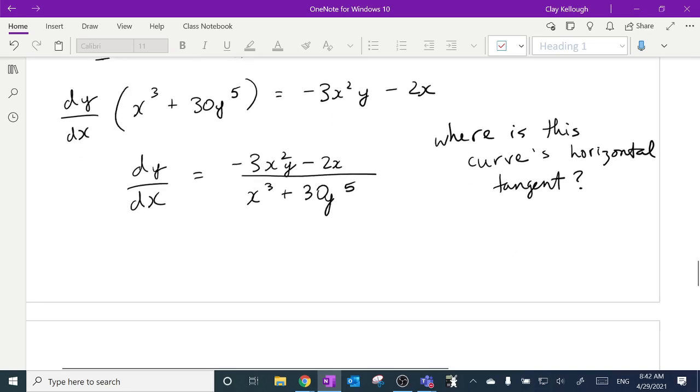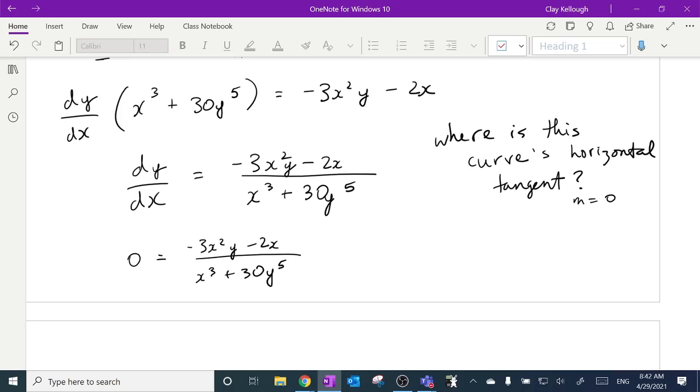We could say, well, tangents are horizontal when the slope is equal to 0. So if we set this slope to be 0, I don't really care how complicated that denominator is, because when I times both sides of the equation by that denominator, I get 0 equals negative 3x squared minus 2. Oh, look at that, I forgot the y again. y minus 2x. And now this would still be kind of complicated because I have an xy equation here. But I could try solving it.